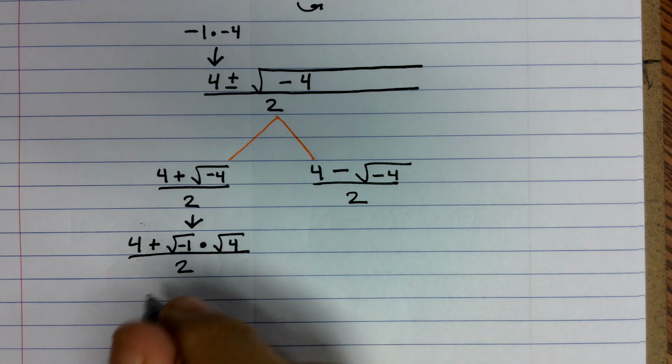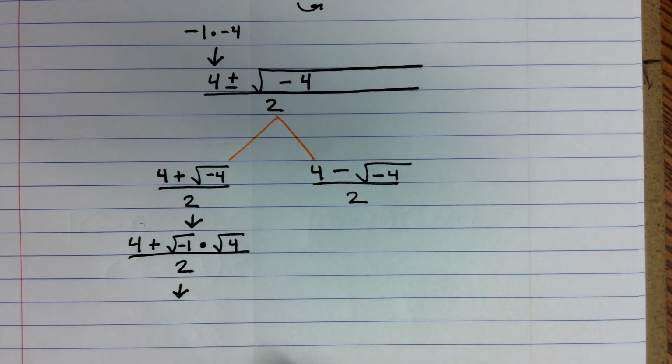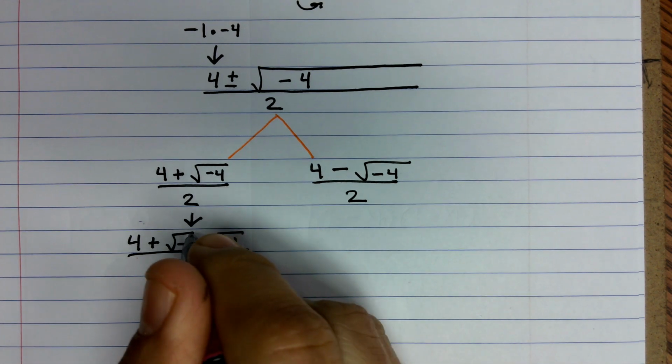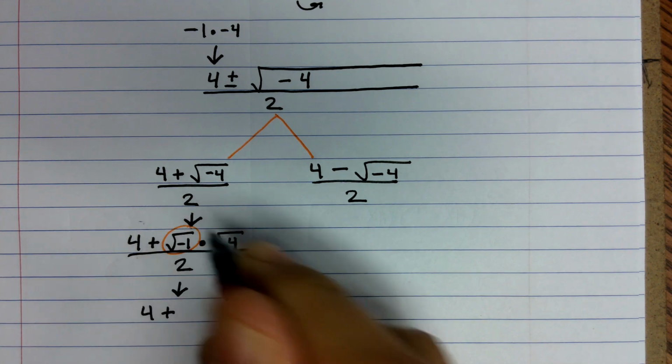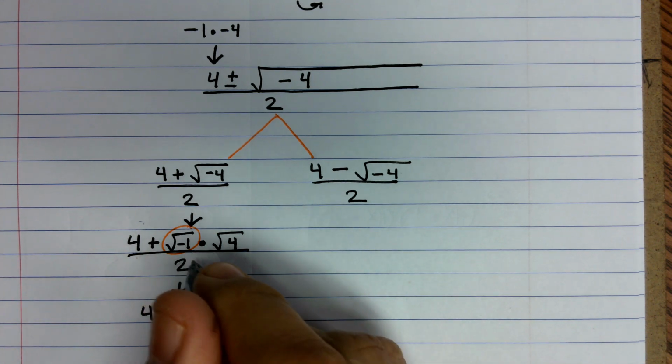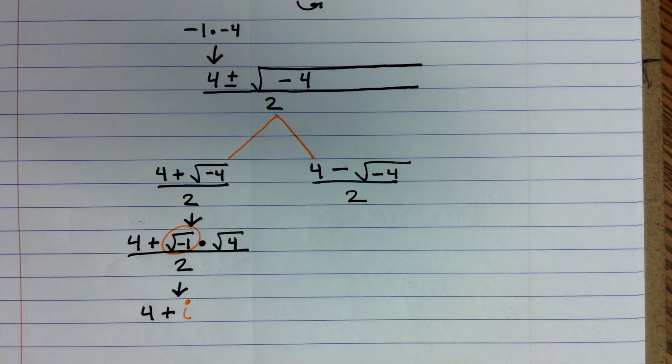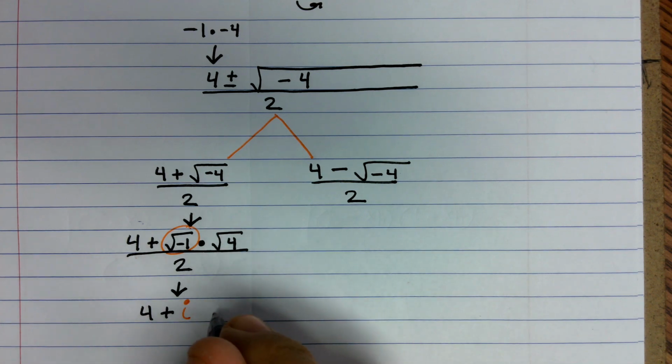Now if I wanted to simplify it further, I could. I'm going to go ahead and I have 4 plus. Now remember that this square root of negative 1 just becomes i. So that would become an i. And then we have times the square root of 4.